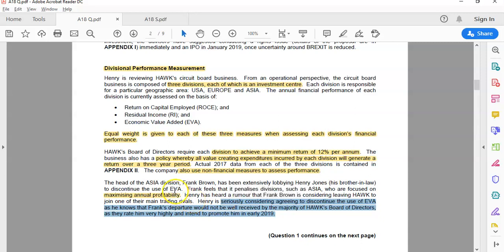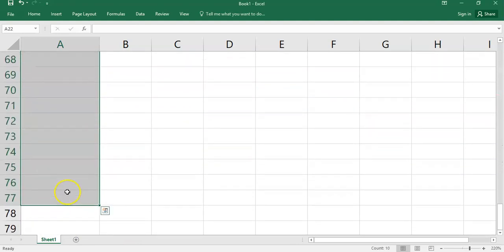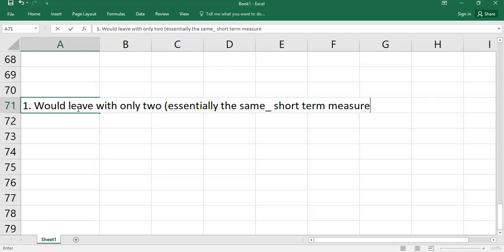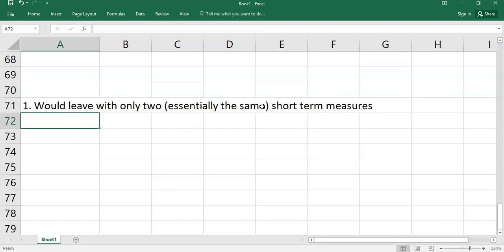That if you remove this EVA, that leaves you with very narrow performance measures, and it also means you set a bad precedent that people can put pressure on you and you will let them off in terms of what they want. So in terms of some key feedback there, what would we say? The ethics. First thing is, you would leave with only 2 essentially the same short-term measures. So it doesn't make sense. If you remove EVA, you're just going to be left with ROC and residual income, which are the same. They're 2 short-term. We know why Frank wants this. Not a good reason.